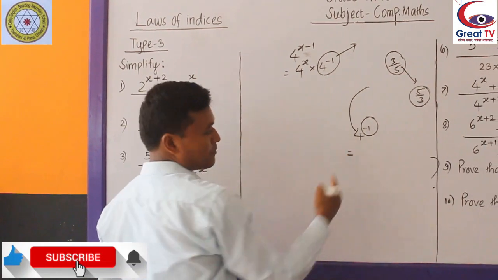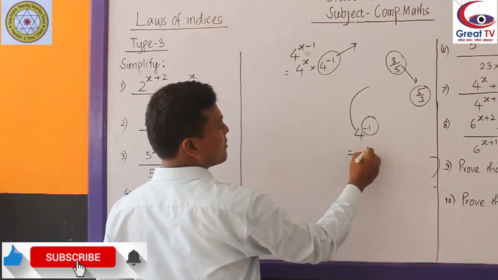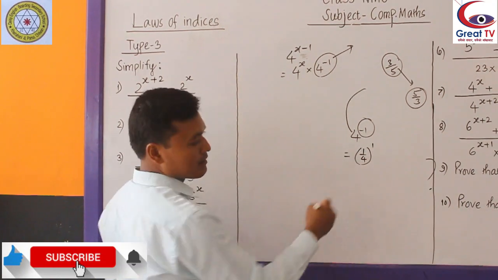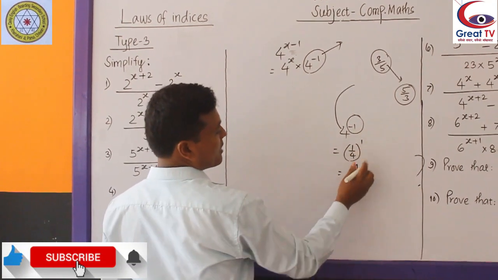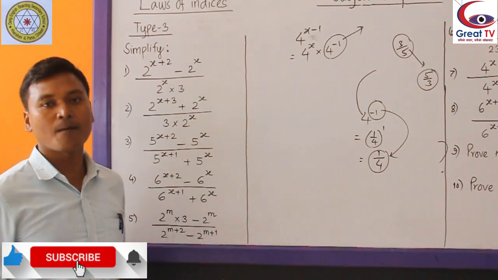So here is 4. 4 means we consider 4 by 1. The reciprocal of 4 by 1 is 1 upon 4. Then the power became plus 1. Similarly, 1 to the power 1 gives 1, 4 to the power 1 gives 4. So 4 to the power minus 1, the value is 1 upon 4.